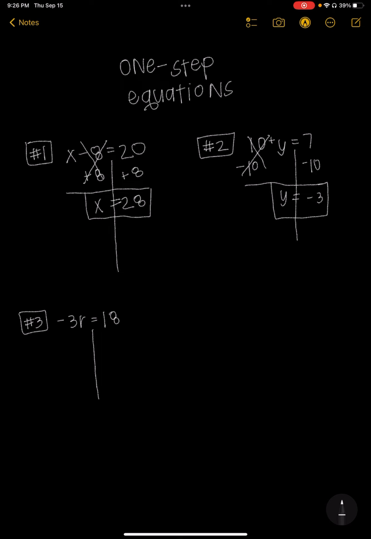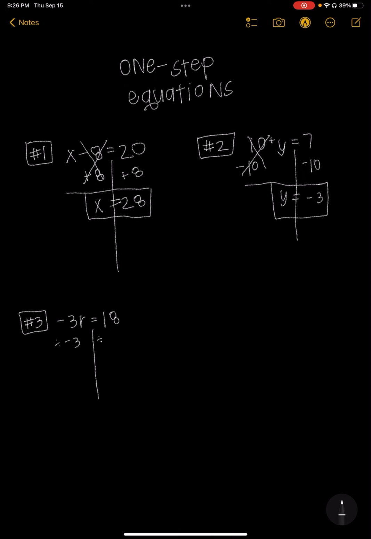But in this case, the negative 3 is multiplying the r. The reason why I know it's multiplying the r is because the negative 3 and the r are right next to each other. There's no sign in between them. They're just stuck right next to each other. And when a number and a letter is stuck right next to each other like that, that means it's multiplying. So to get rid of it, we have to do the opposite of multiplying, which means that we're going to divide. So I'm going to divide each side by negative 3.